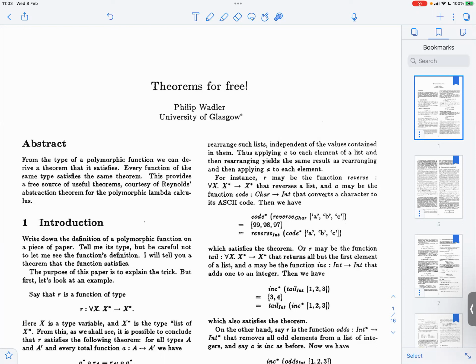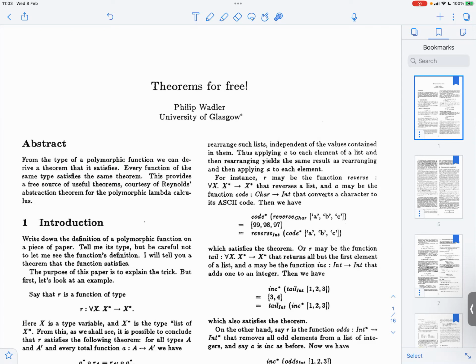So this paper says, from the type of a polymorphic function, we can derive a theorem that is satisfied. Every function of the same type satisfies the same theorem. This is a very concise formulation, but it's entirely correct and clear.